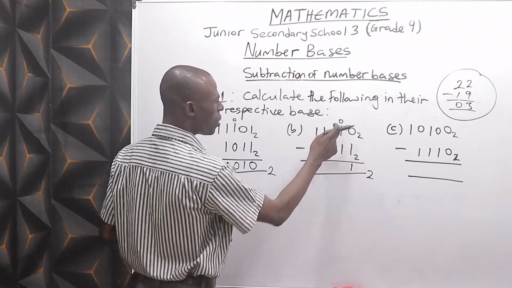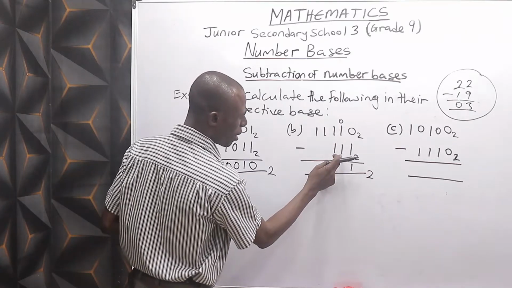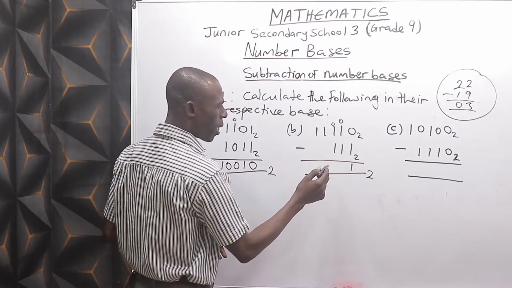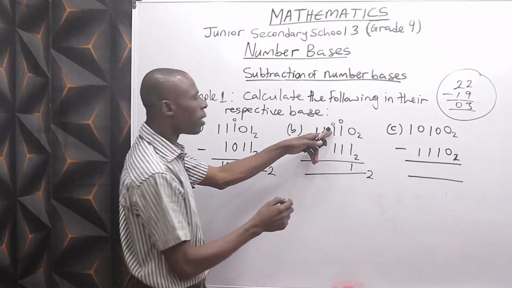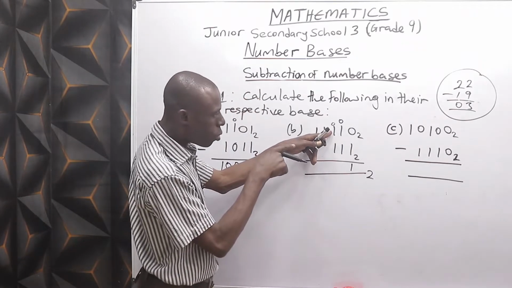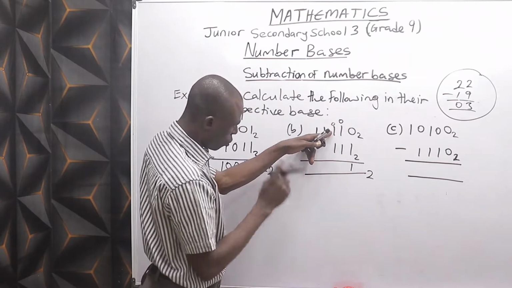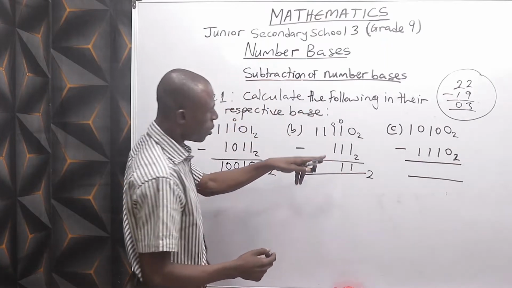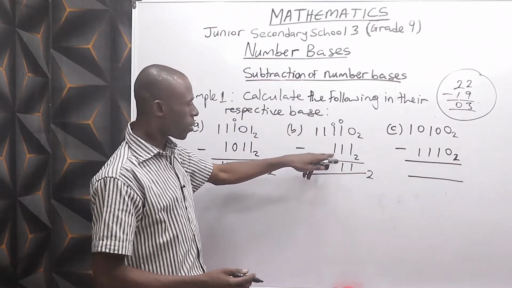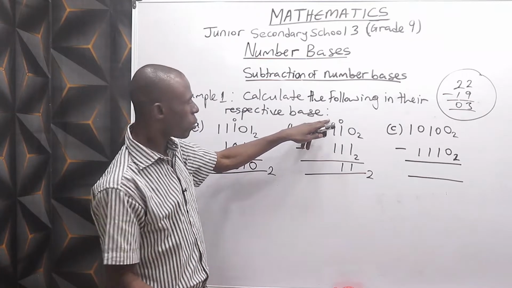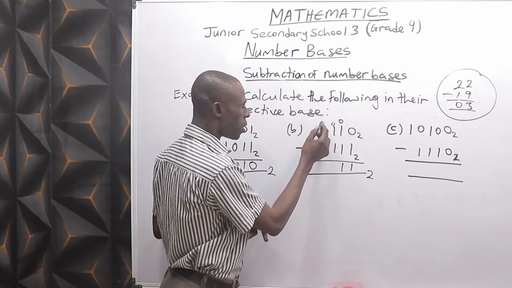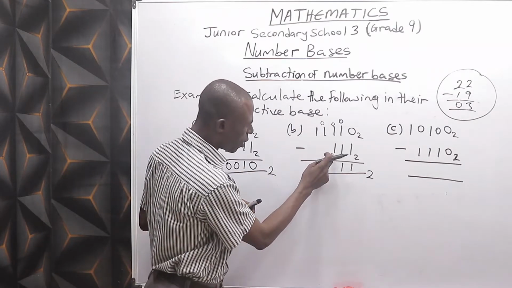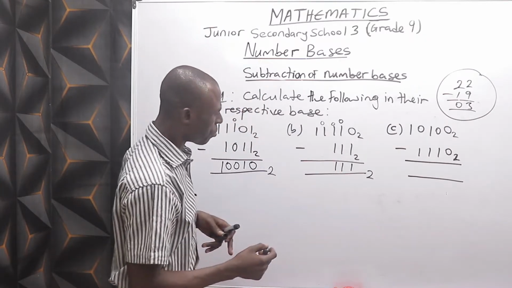So this remains 0. Subtract 1 from that 0 is not possible. Borrow 1 from this as well, so it remains 0 there. The 1 you borrow turns to your base 2, and add the 2 to 0 here, it is 2. Subtract 1 from 2, you have 1. Don't forget this is 0. Subtract 1 from 0 is still not possible. Borrow 1 from here, so this remains 0. The 1 you borrow turns to 2, add it to 0, that's 2. Subtract 1 from 2 is still 1.